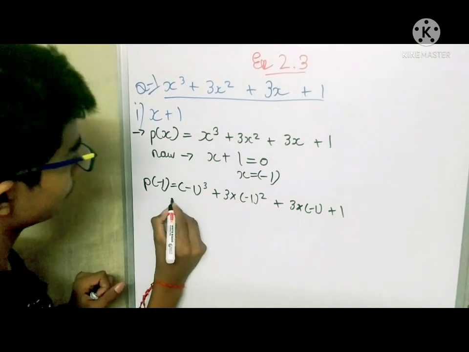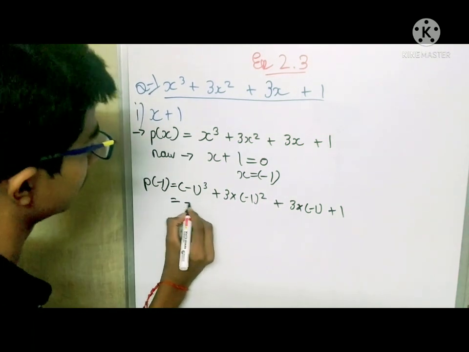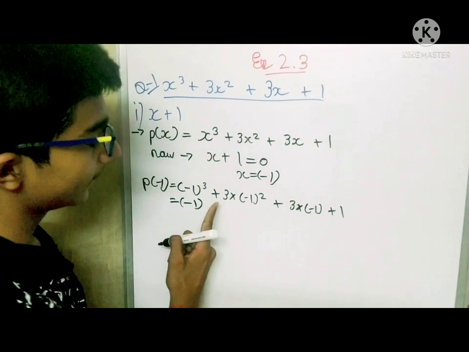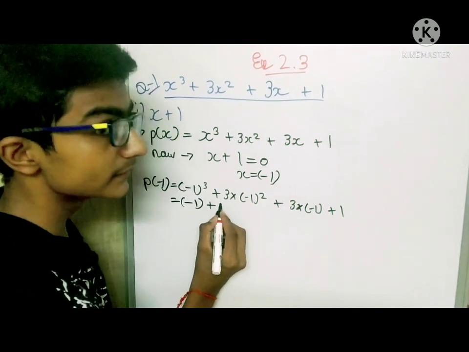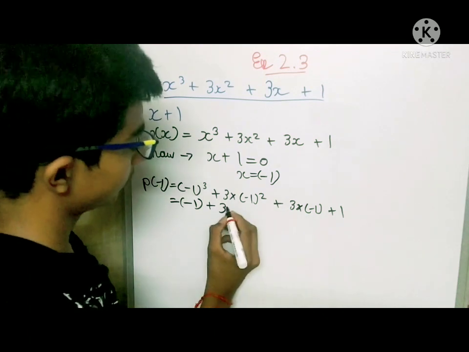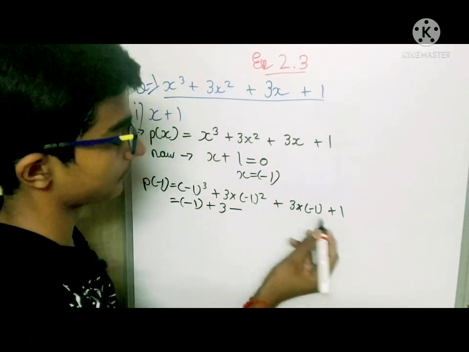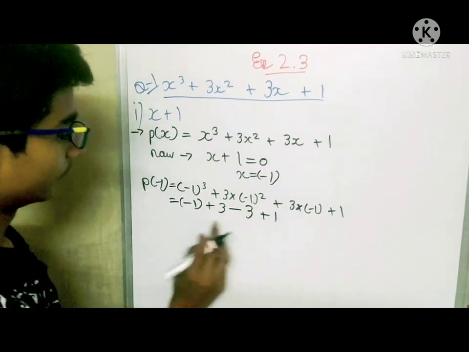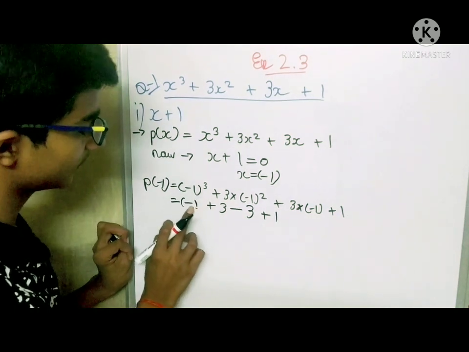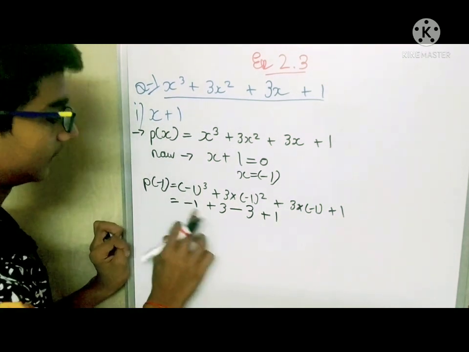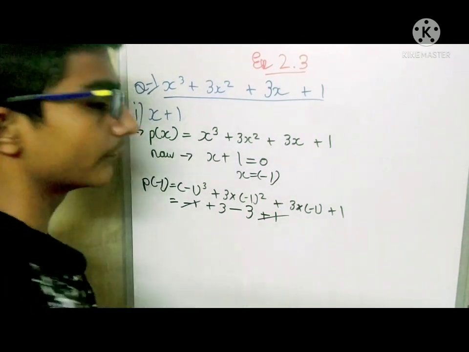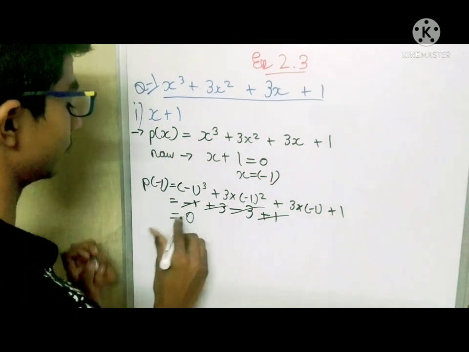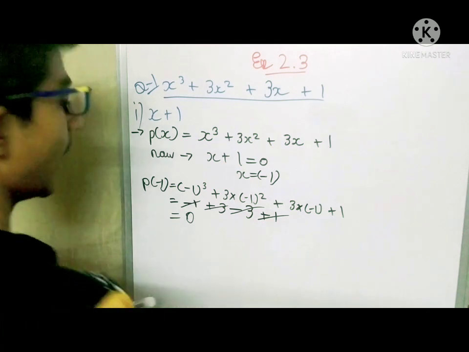Now cube of minus 1 is minus 1, but square of minus 1 is 1, and 3 into 1 is 3. Plus minus is minus, so minus 3 here, and 3 into minus 1 is minus 3, plus 1. If we remove the brackets, then minus 1 and plus 1 will be cut, and plus 3 and minus 3 will be cut. So the answer is 0.